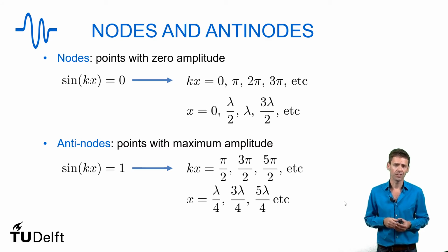The antinodes are the points with the maximum amplitude. That is where sine kx is equal to 1. These occur when the argument of the sine, which is kx, is equal to pi over 2, 3 pi over 2, 5 pi over 2, etc. And so these occur at quarter wavelength, 3/4 wavelengths, and 5/4 wavelengths, etc.